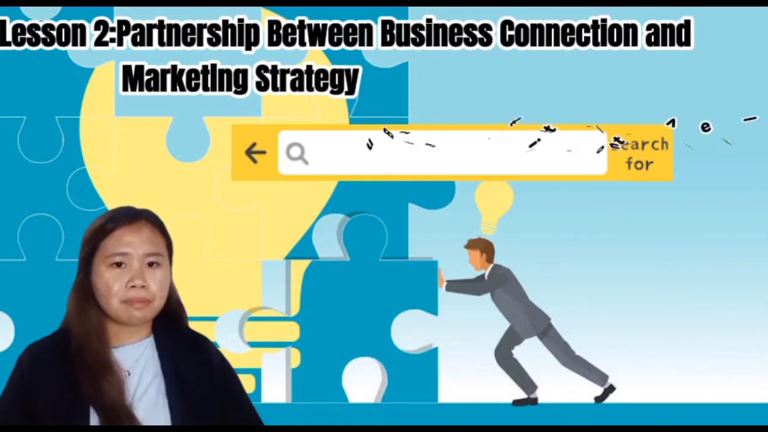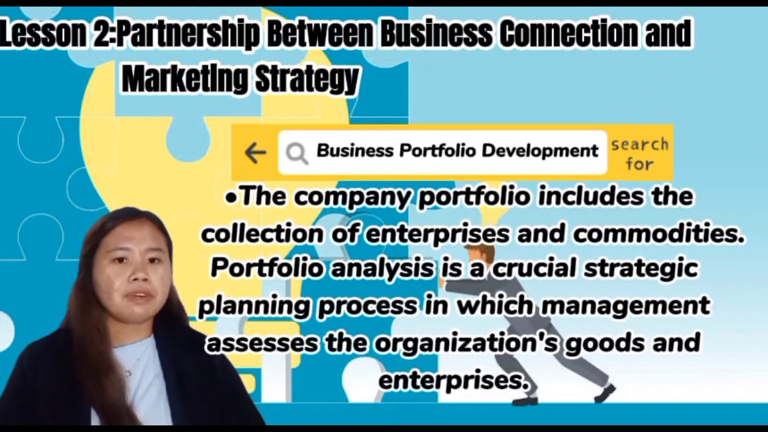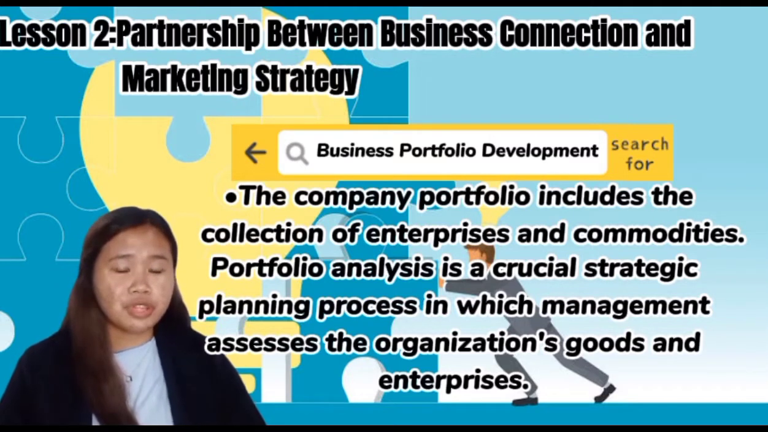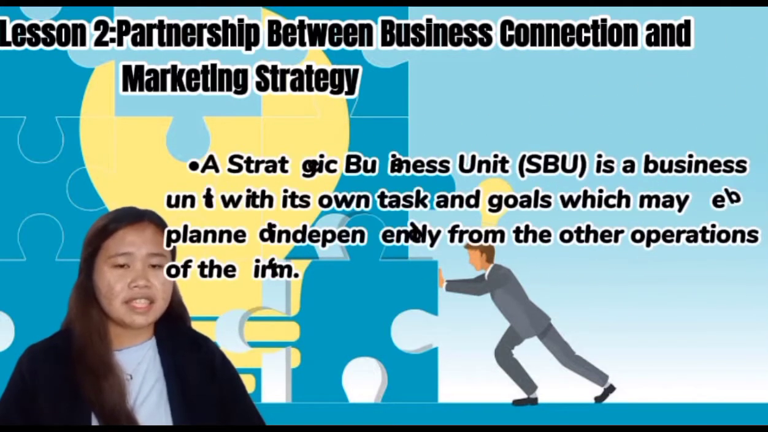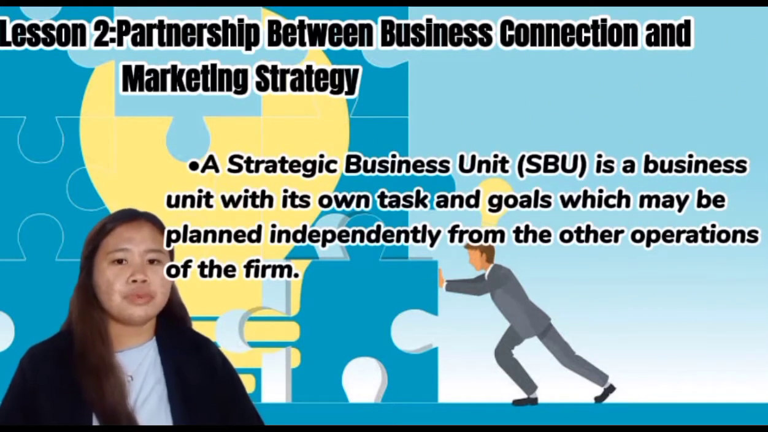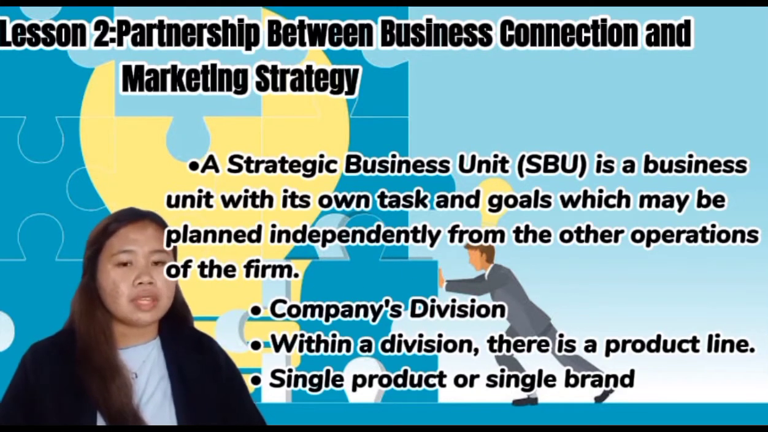Business portfolio development. The company portfolio includes the collection of enterprises and commodities. Portfolio analysis is a crucial strategic planning process in which management assesses the organization's goods and enterprises. A strategic business unit is a business unit with its own tasks and goals, which may be planned independently from the other operations of the firm. Company's division: within a division, there is a product line, single product, or single brand.